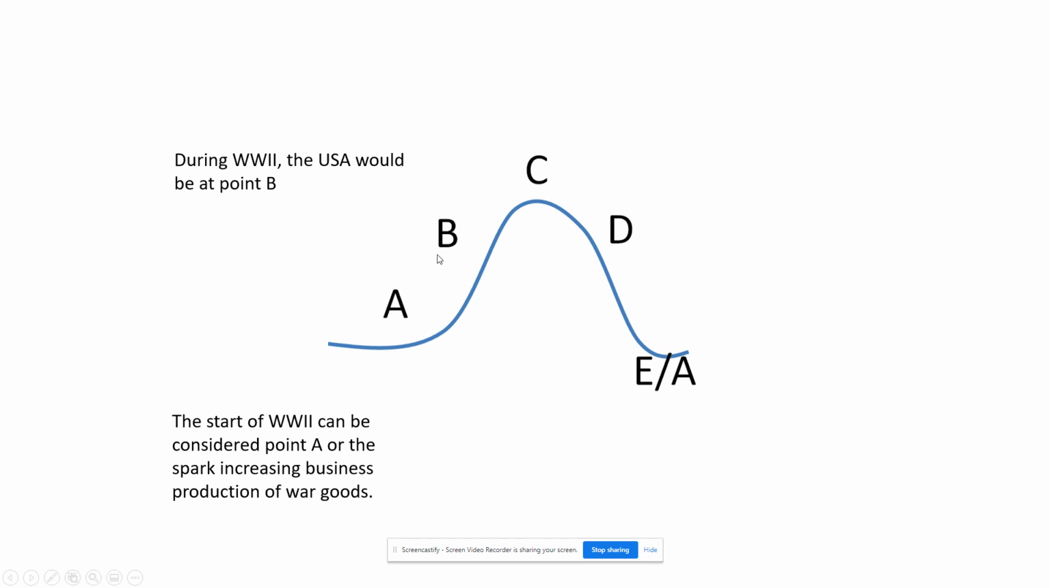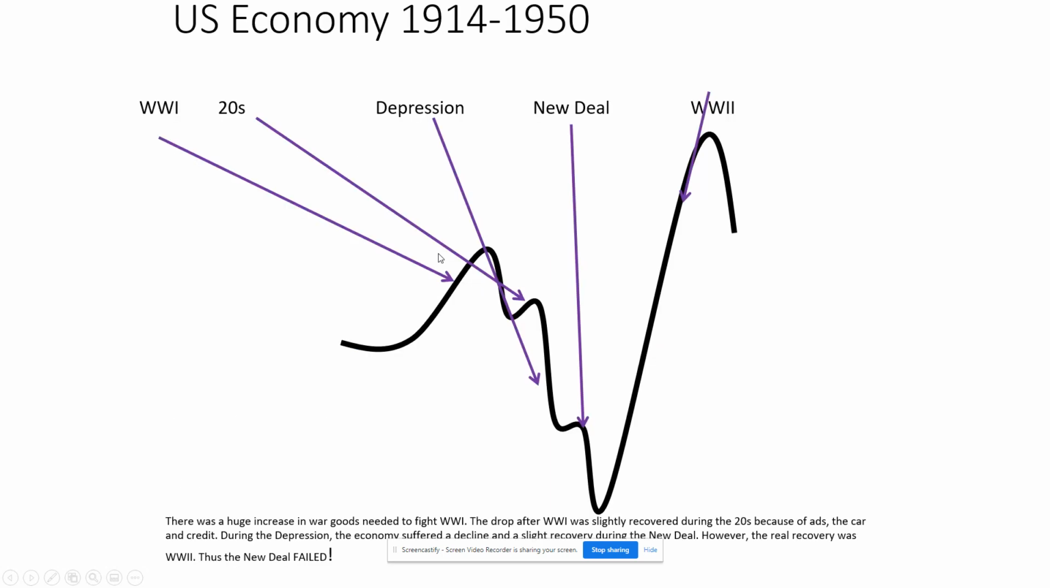During World War II, the US would be at point B. And here we see another image looking at the United States. World War I, the Depression starts to move down. I'm sorry, World War I, here's the 20s section right here. This right here, this recovery is caused by credit and the Model T Ford. Before you know it, you reach the surplus, the economy starts to tank. The government comes up with the New Deal. It really doesn't work. The economy continues downward, and what saves us from the Depression is actually World War II.